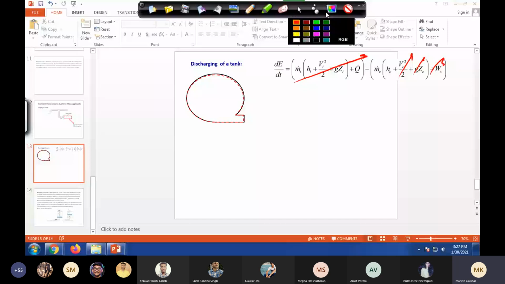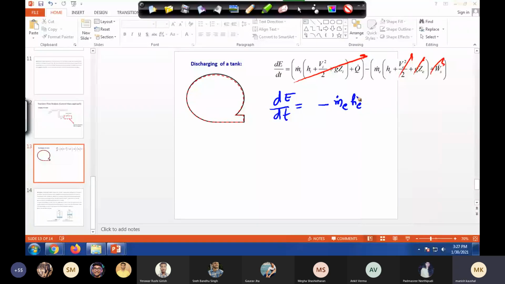Just write, let's do it this way. dE by dt is simply minus m dot He. Okay, let's say I say this. And if I am solving it for an ideal gas, dE by dt will be what? Minus m dot Cp T. You can follow up to this point. Let's say this, and then E I can write as what?